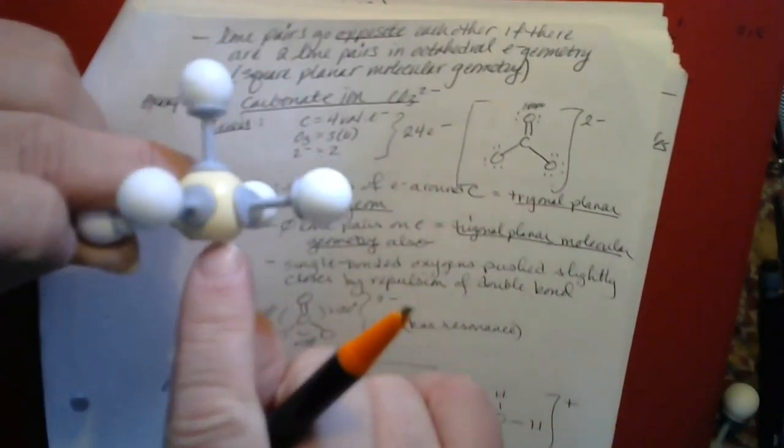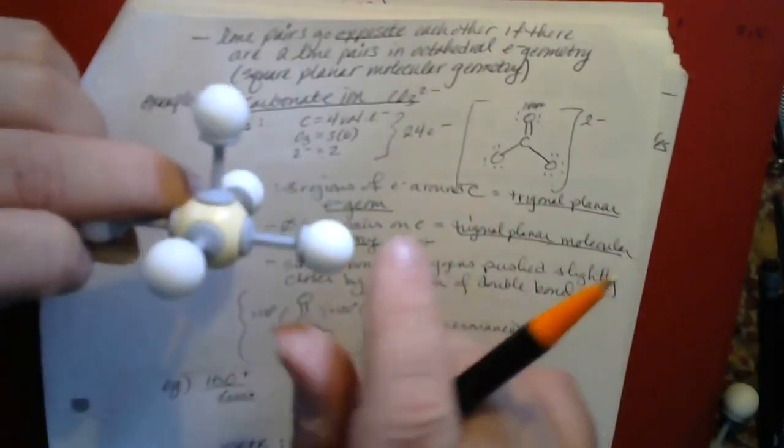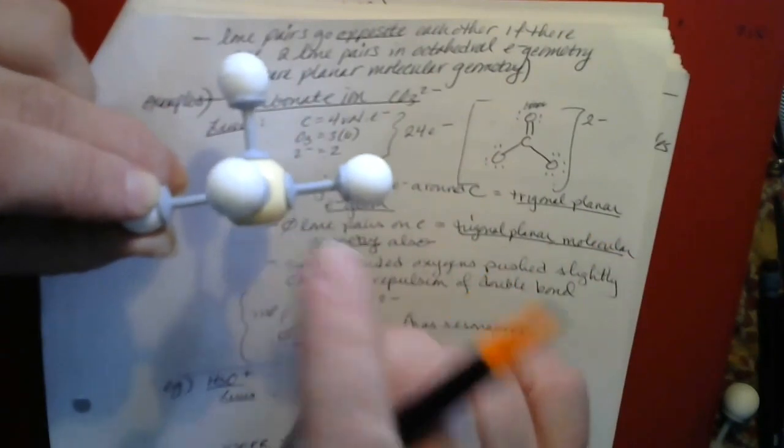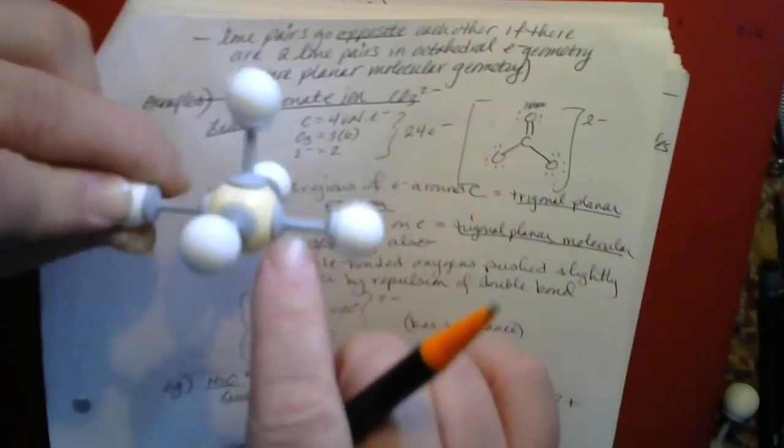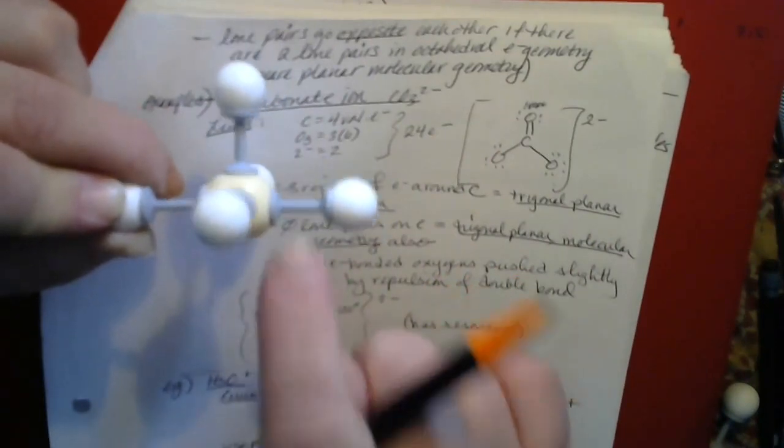But if there are 2 lone pairs, it doesn't matter where you put the first one, but it does matter where you put the second one. Because of the extra repulsion that lone pairs have for each other, they're going to want to get as far apart from each other as possible. So if there's a second lone pair, it needs to go directly across from the first lone pair. Okay, and that's what you end up with.